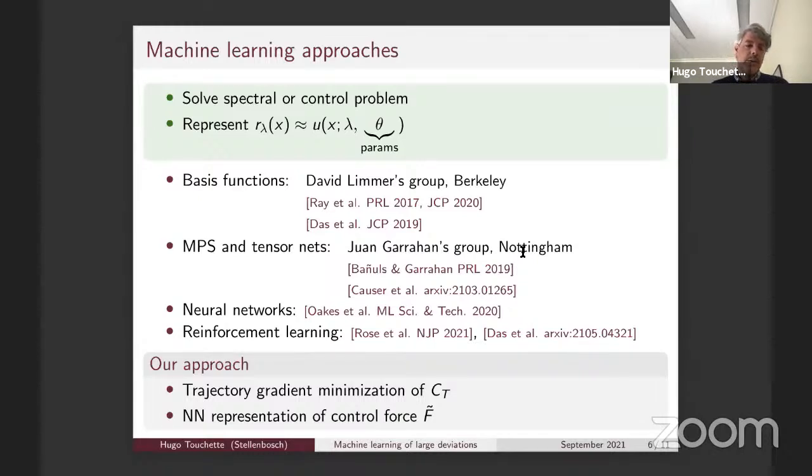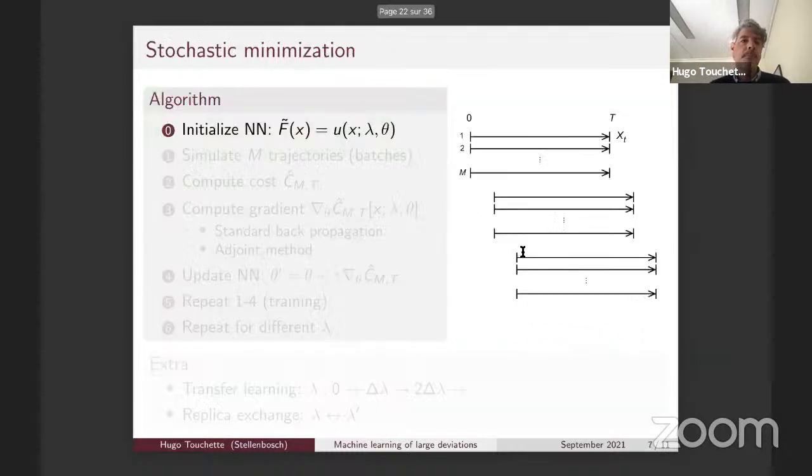And then the input here is that we're going to use a neural network to represent the control force. So there's going to be a minimization of the cost function and a feedback now to represent the control force, and it's all based on neural networks. So I'm going to describe this now. This is what I call a stochastic minimization.